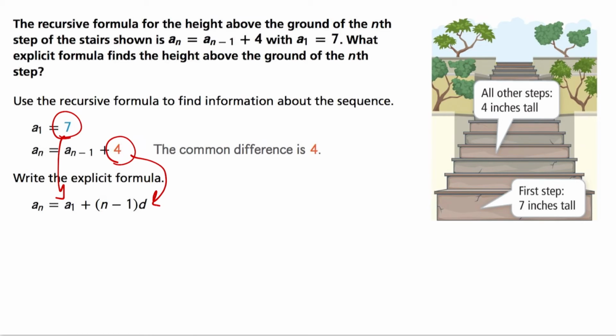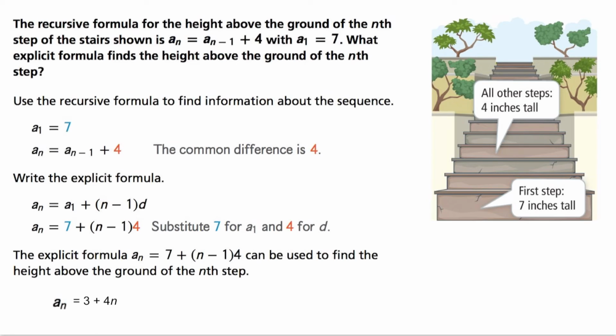And then all I have to do is just distribute and combine like terms. So then once I plug in these values for a sub 1 and D, I end up just getting this simplified answer that a sub n equals 3 plus 4n.